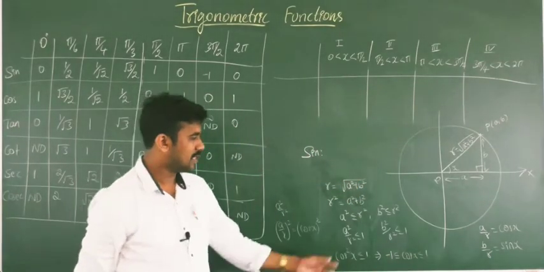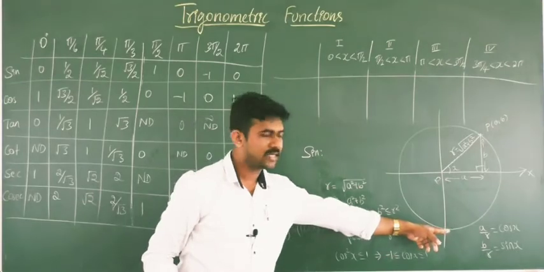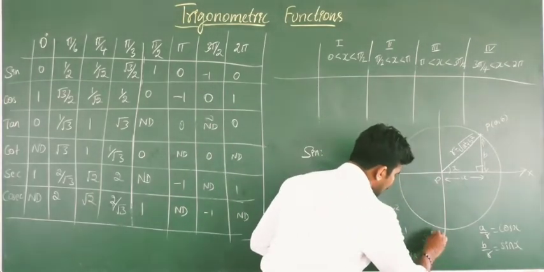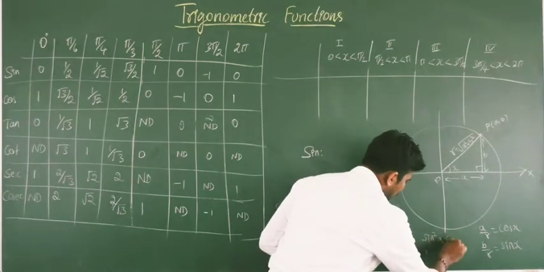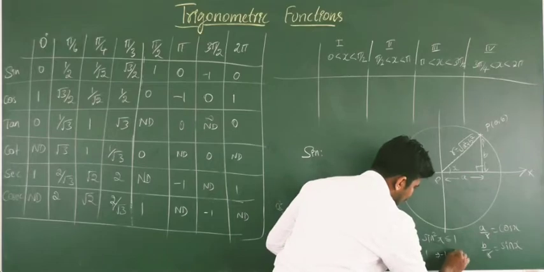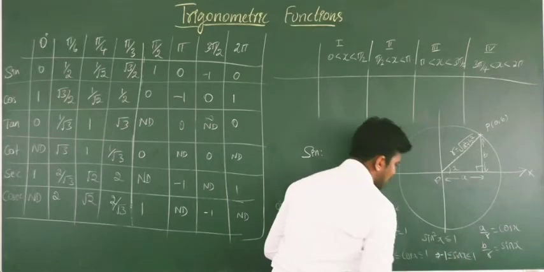Similarly, B square by R square is nothing but sin square x. So sin square x is less than or equal to 1, which means the value of sin x is also between +1 and -1.